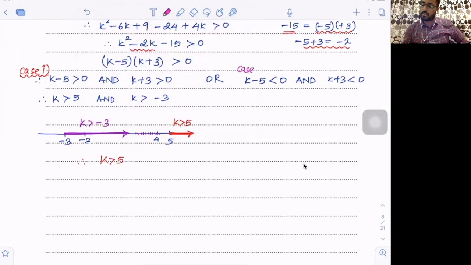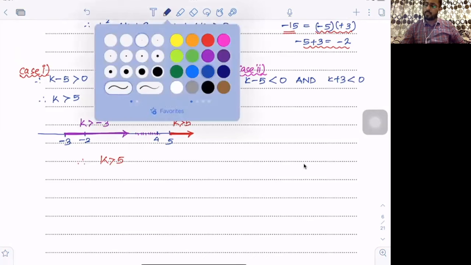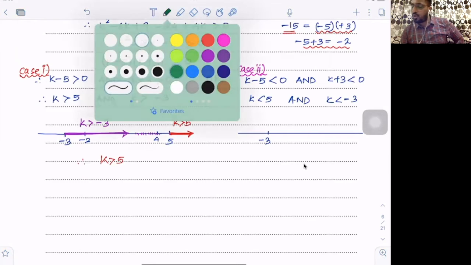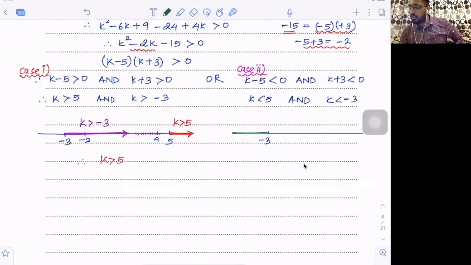I would now discuss case 2. So this is case 2, when both the values k minus 5 and k plus 3 are less than 0. They're both negative. That means I can write over here k should be less than 5, and at the same time k should be less than minus 3. So again, if I want to make a number line like this, I'll have minus 3 over here. All values which are less than minus 3, students, isn't it? So all these values over here, they are all less than minus 3.